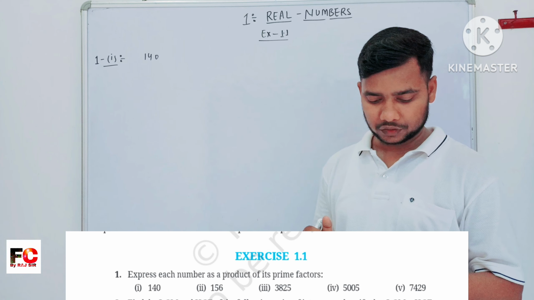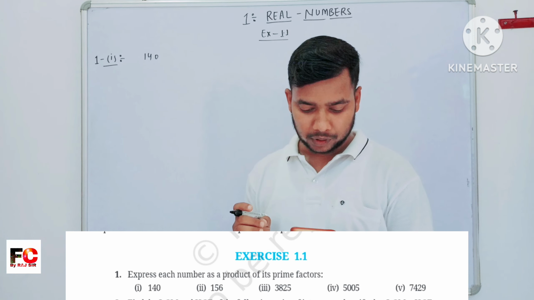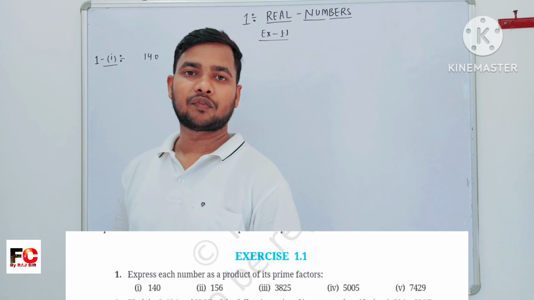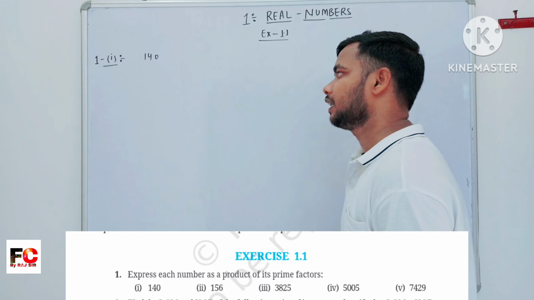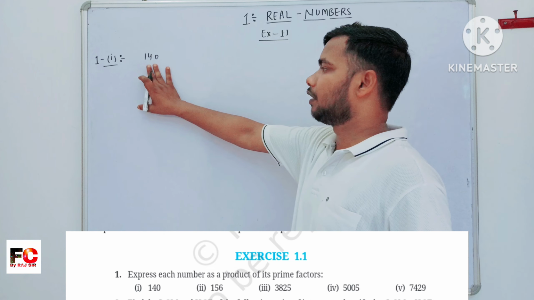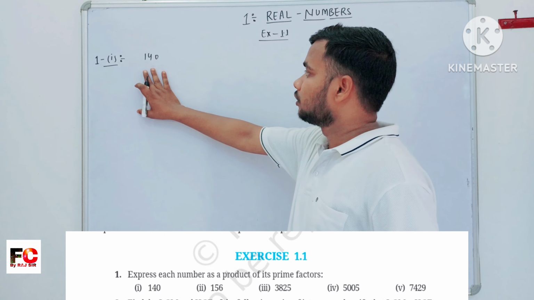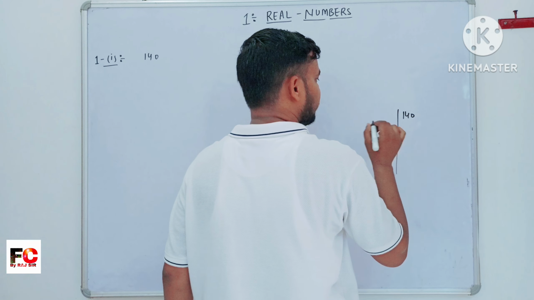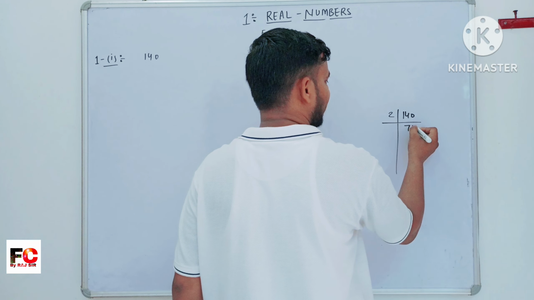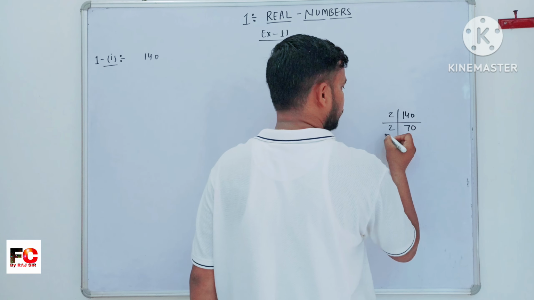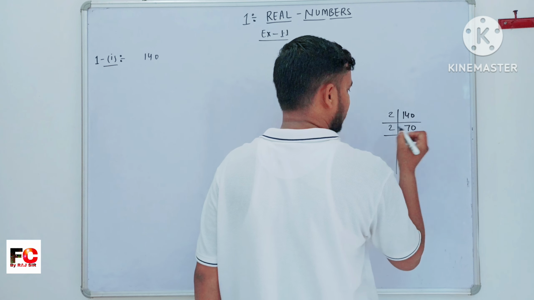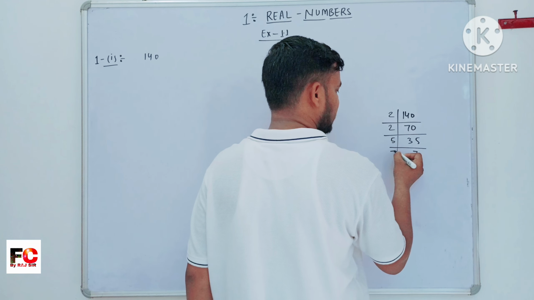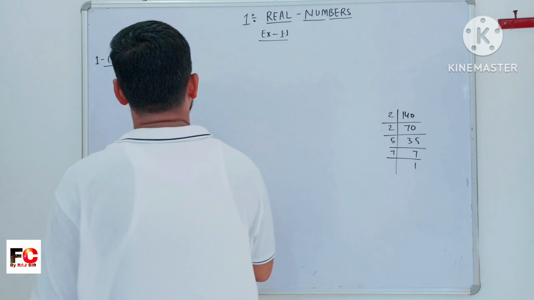Okay, the first question of exercise 1.1 is: express each number as a product of its prime factors. Okay, in the given problems we have to find only the prime factors of the given numbers. The first question is 144 and we have to find the prime factors of 144. 144 is divisible by 2. How many times? 72. Okay, again it is divisible by 2, 36, and 5. Now 35 is divisible by 5. How many times? 7 times, and 7 is divisible by 7 1 times.